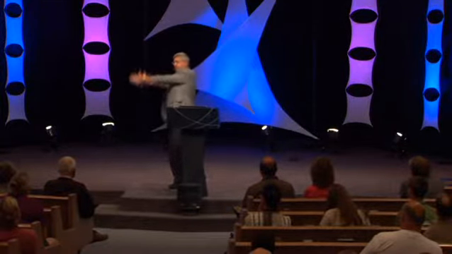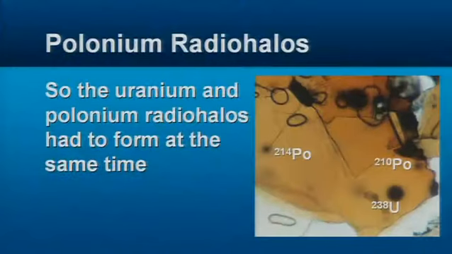So, next question. How do you get the polonium from the zircon crystal out in the biotite to produce the polonium radiohalo? That's the next difficult question to answer. But it does tell us that if the source of the polonium for the polonium radiohalos was in the zircon crystals, the uranium and polonium radiohalos had to form at the same time. And that's a very important lesson that we concluded on Tuesday night.